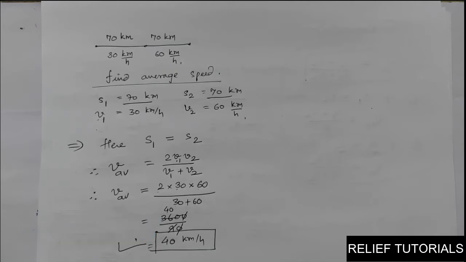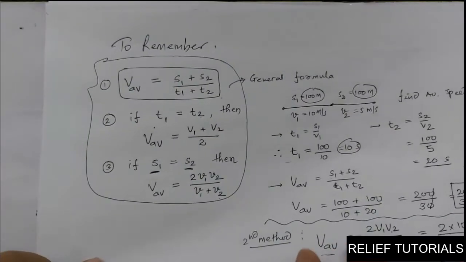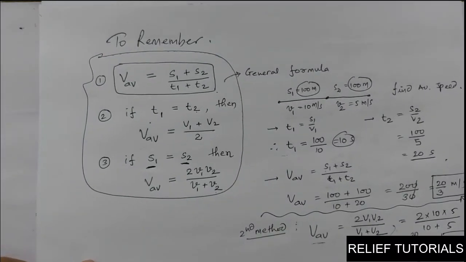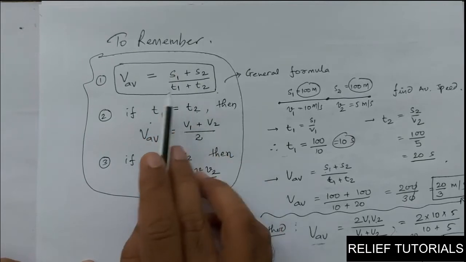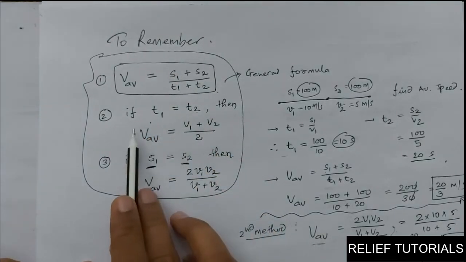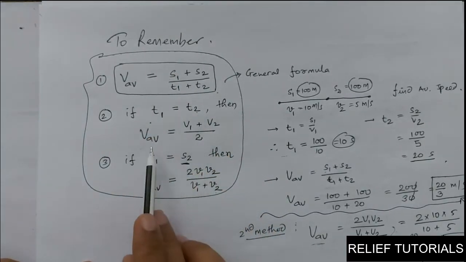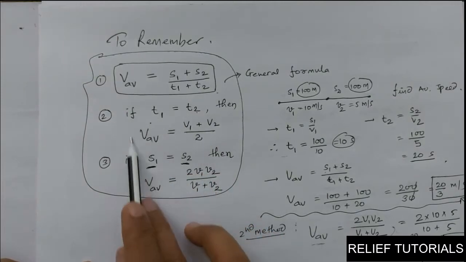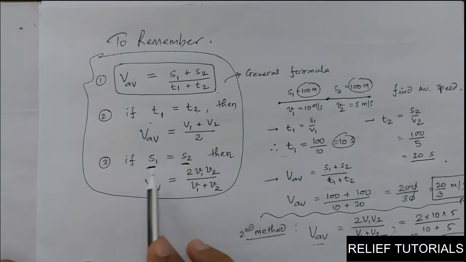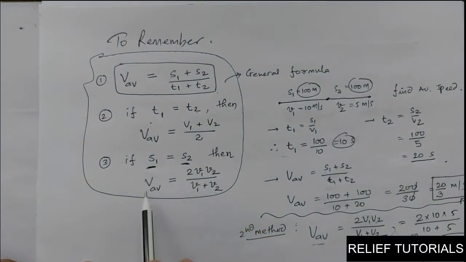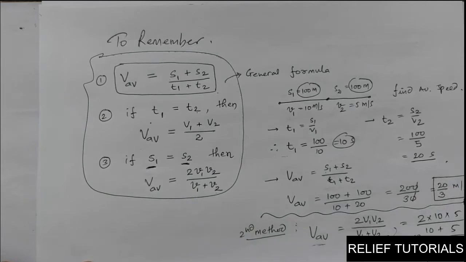to Relief Tutorials. In the previous sessions, we have seen some formulae and important notes like these. We have the formula that V average is equal to (S1 plus S2) upon (T1 plus T2). And if T1 is equal to T2, then we have a very simple formula here: (V1 plus V2) upon 2. And if S1 is equal to S2, then V average is equal to 2 V1 V2 upon (V1 plus V2).